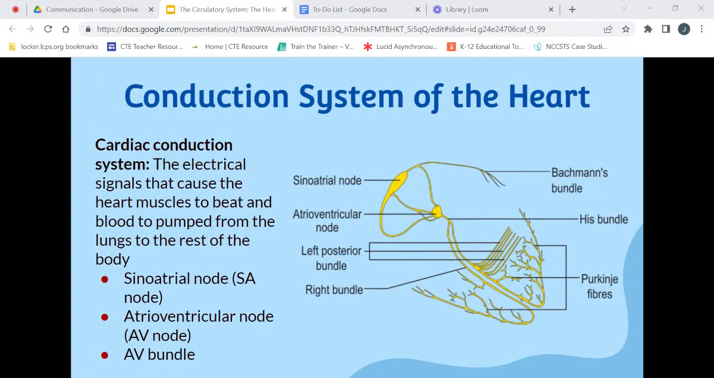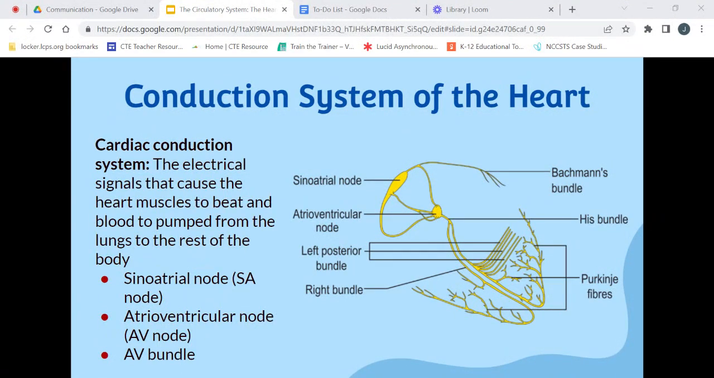So we're going to next talk about the conduction system of the heart. The cardiac conduction system is just the electrical signals that cause the heart muscles to beat and blood to be pumped from the lungs to the rest of the body. So each heartbeat is initiated by the SA node, which is also called the pacemaker of the heart. The SA node is a small mass of specialized muscle in the posterior wall of the right atrium.